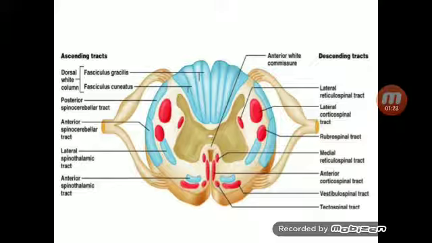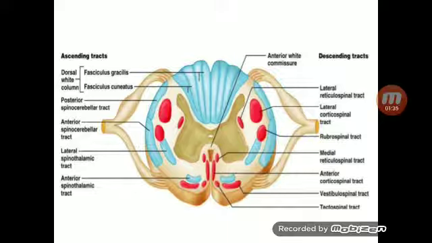Next is the posterior spinocerebellar tract, presented dorsolaterally. Next one is the anterior spinocerebellar tract. Then is the lateral spinothalamic tract in the lateral white matter. Then is the anterior spinothalamic tract.